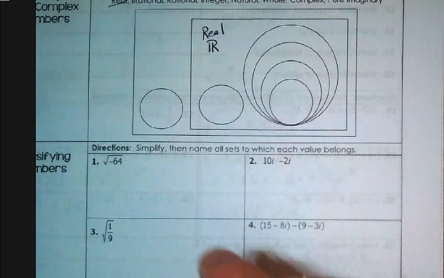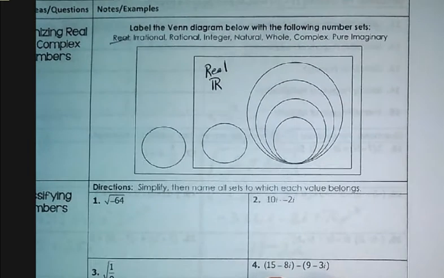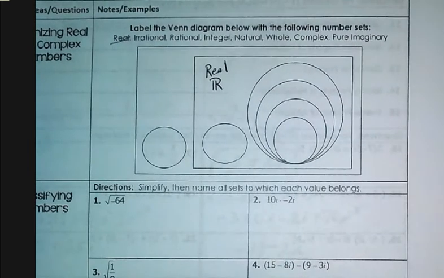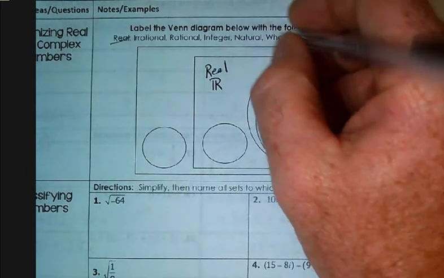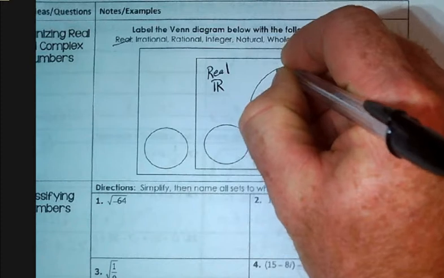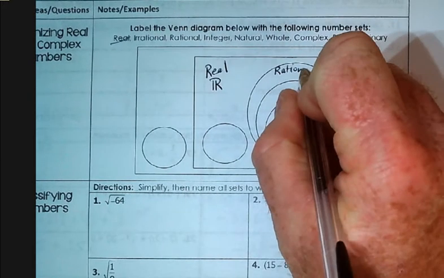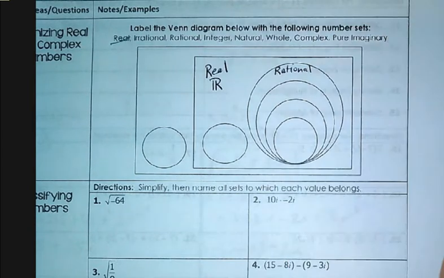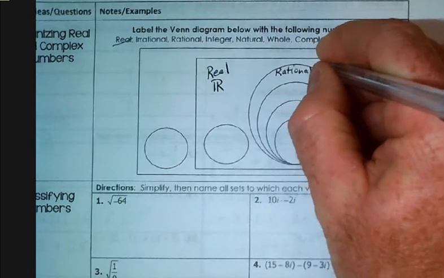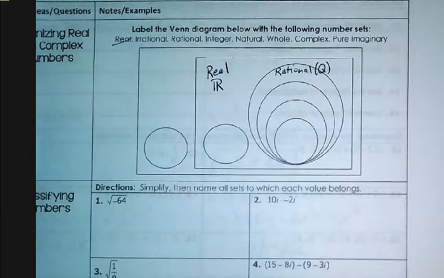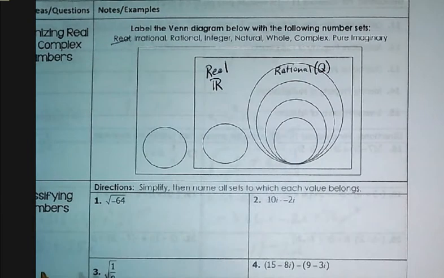Okay? Now, within the real number system, we've got the rational numbers and the irrational numbers. Now the rational, I'm going to write this up here. The rational is the big circle, and the symbol for rational was a Q. Why they use a Q, I don't know. I'm sure it has something to do with Latin.